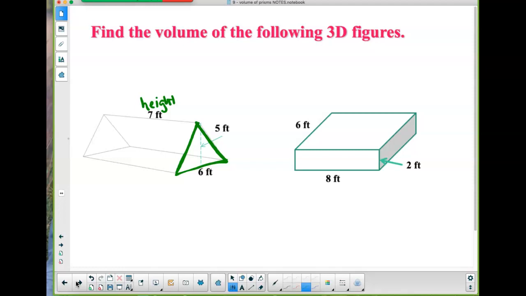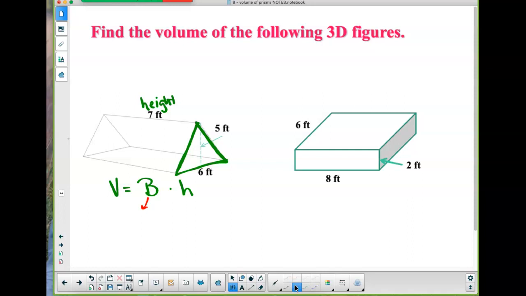Okay, so remember, this triangular prism is sitting on its side. If we flip it up, we'd have to think about how tall it really is. So I'm going to start by writing the formula down. V equals capital B times H. And I would suggest when you do your homework tonight, you do the same thing. Okay, let's start with the capital B. The base is a triangle, so how do I find the area of that triangle?